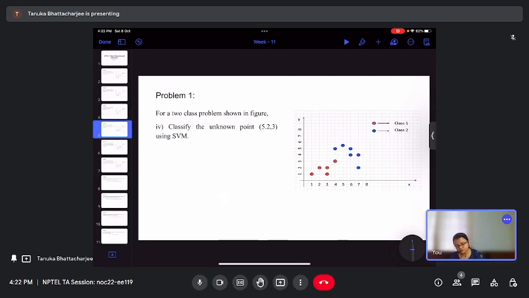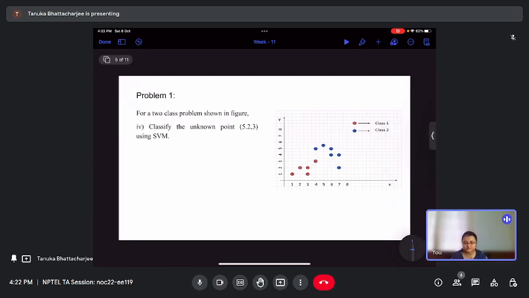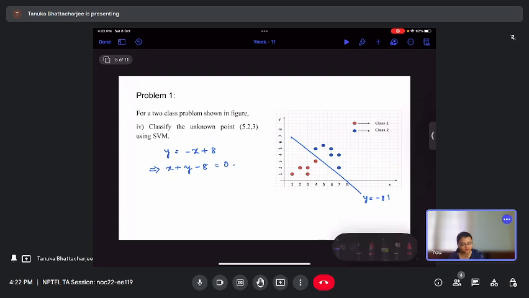Now, the next question is, classify the unknown point 5, 2, 3 using this SVM. So, again the decision surface that we have is y equals minus x plus 8. Or you can write it as we wrote last time, x plus y minus 8 equal to 0, right. So, this is the equation of the decision surface. This is somewhere here. This equation is y equal to minus x plus 8.